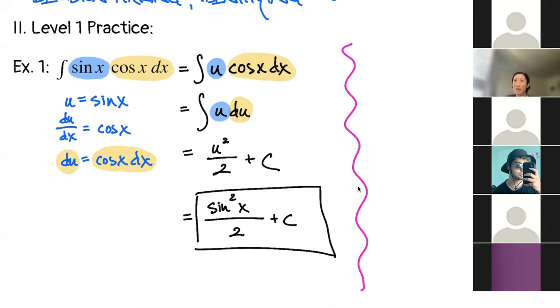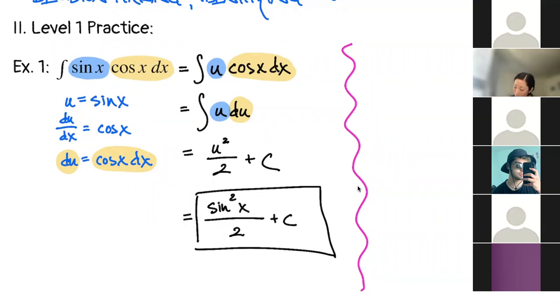How did you know which one to make u? So this is the critical question. How do we know which one to make the u? Now, this example I picked on purpose because it turns out you can have two possible answers for that. Most of the questions we will have will only really have one that will work out well. But in this level 1 practice, I want us to try different ones and see why some of them might be less effective than others in terms of choosing the u.